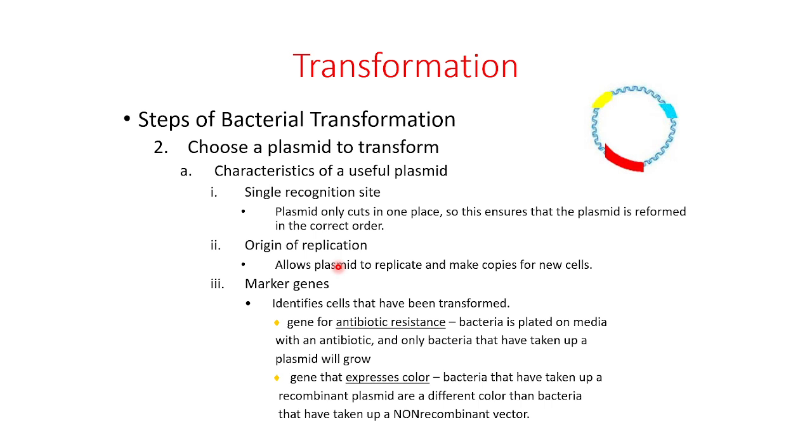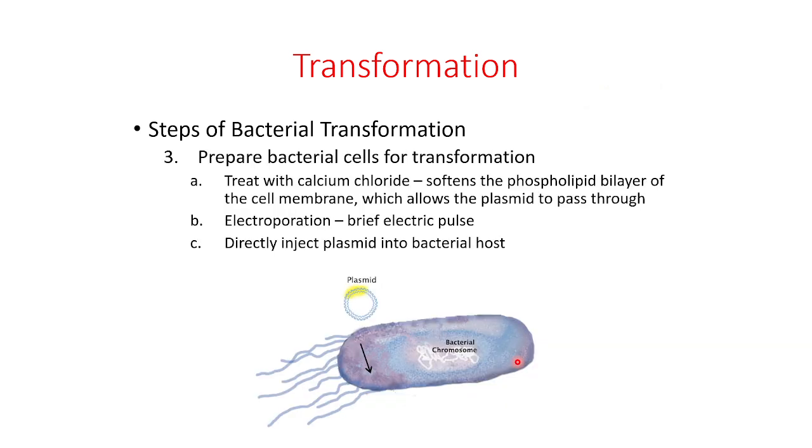The second step is bacterial transformation. You choose a plasmid to transform. The characteristics of a useful plasmid: single recognition site. It has the origin of replication to replicate and make copies in the new cells. It should have marker genes, that's the antibiotic resistance, and one that expresses a color if that's okay.